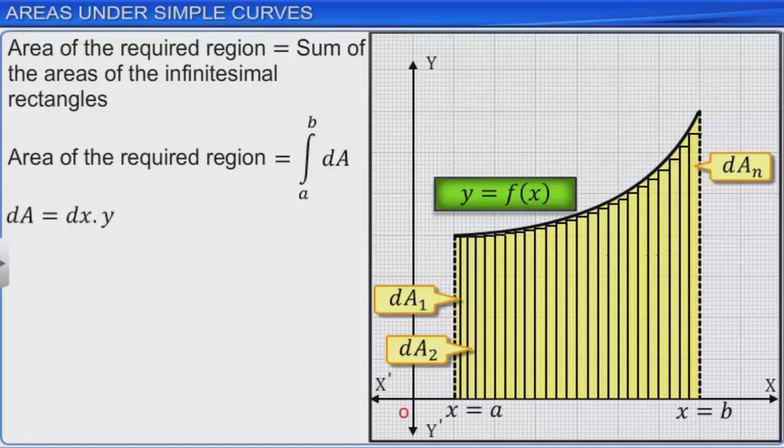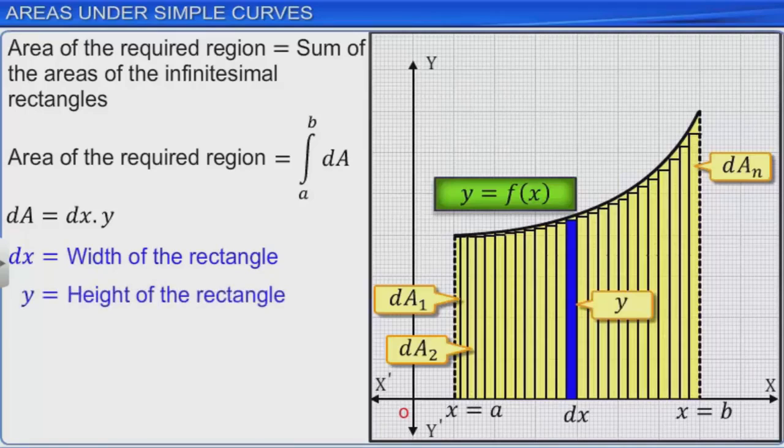The integration is performed from the ordinate x is equal to a to x is equal to b. The height y is nothing but the value of the curve at point x. Therefore, y is equal to f of x. Let's substitute this in the integrand. With this method, we can calculate the area under any curve.